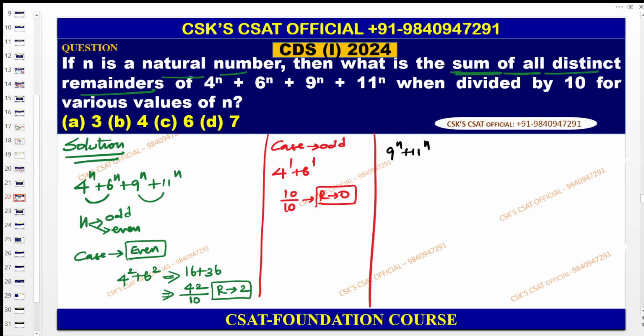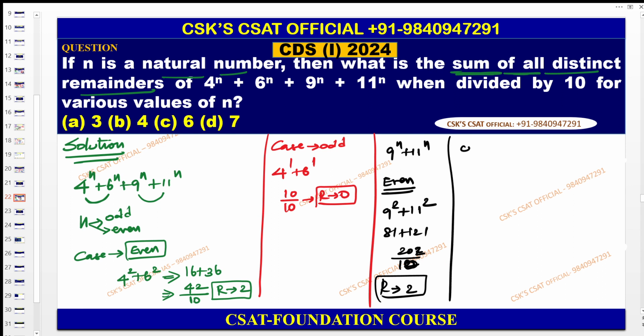Here also you can focus on odd and even. What will happen if the case is even? 9 power 2 plus 11 power 2 is 81 plus 121, which becomes 202. 202 divided by 10, since the divisor here is 10. In all cases the remainder is 2. You can take 9 power 4 plus 11 power 4, or 9 power 6 plus 11 power 6, anything. The remainder is 2. Distinct means you can take it at least one time, that is more than sufficient.